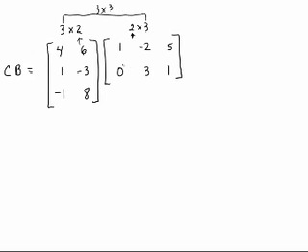To find the entries in the matrix, what we're going to do is multiply the rows in matrix C by the columns in matrix B. So for example, we go 4 times 1 plus 6 times 0 to get the entry in row 1, column 1. If we want the entry in row 2, column 1, we multiply row 2 vector in matrix C by the column 1 vector in matrix B.